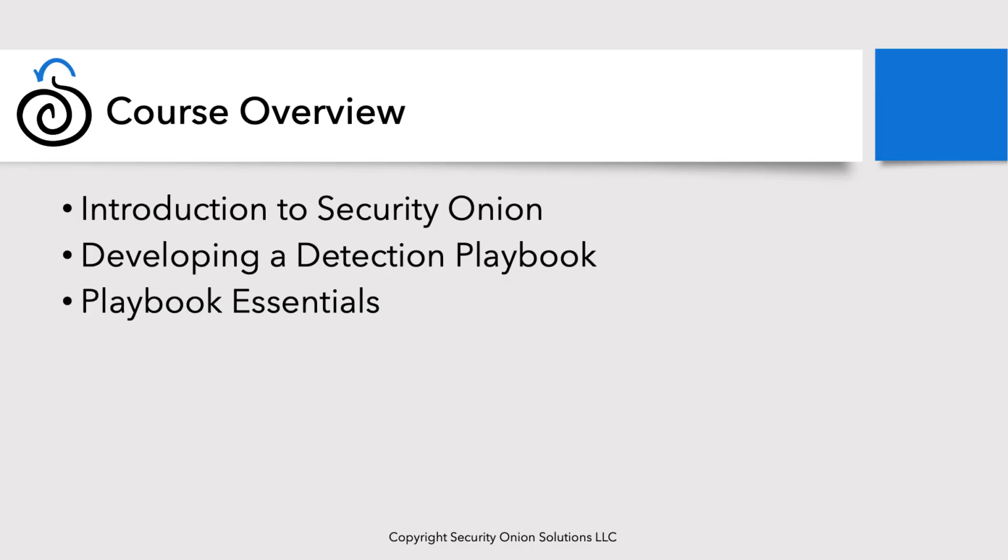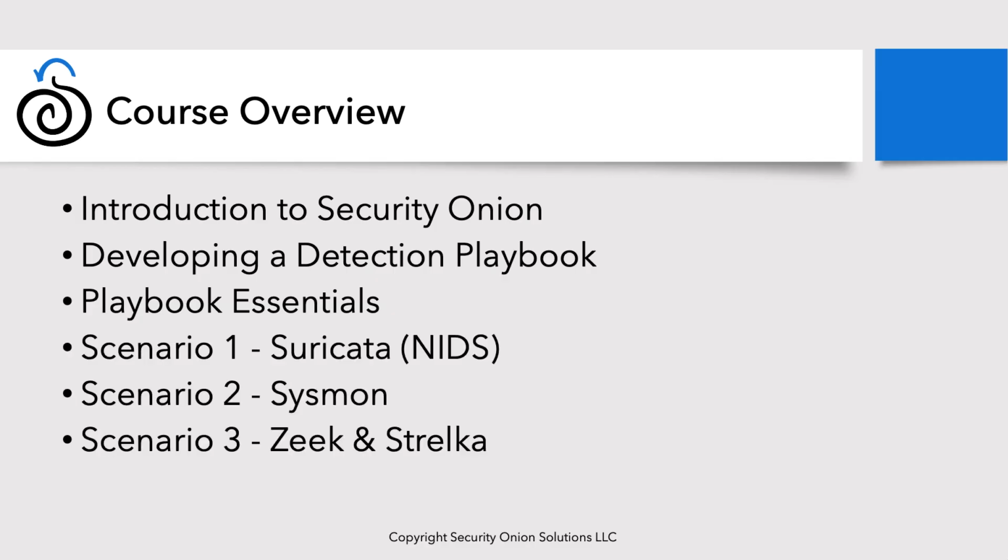And then we're going to spend the rest of the course looking at three different scenarios, three different data sources: Suricata, Sysmon, and Zeek and Strelka. We're going to run through the detection engineering process and create new detections for each of these data sources in response to a particular scenario.